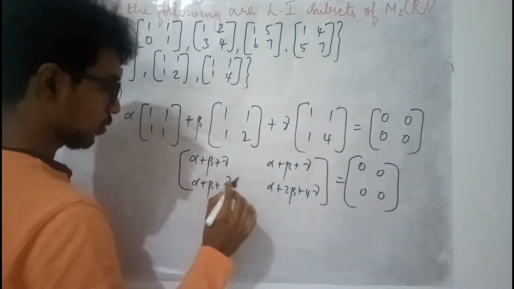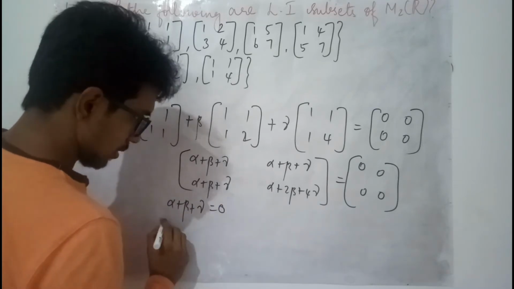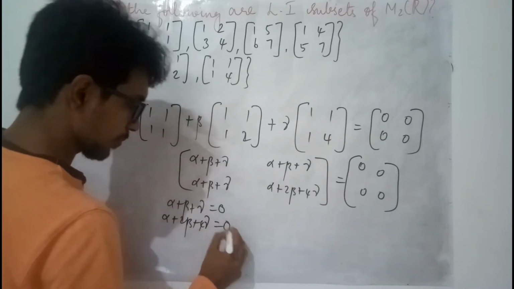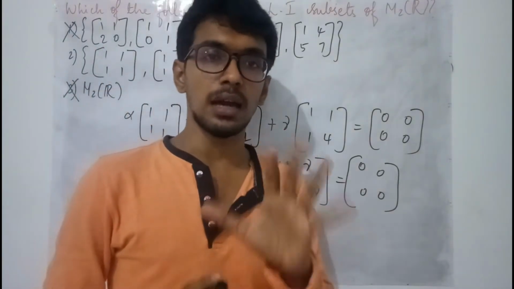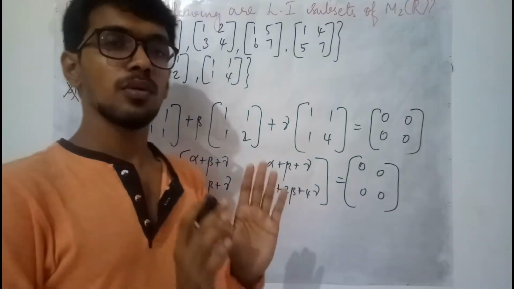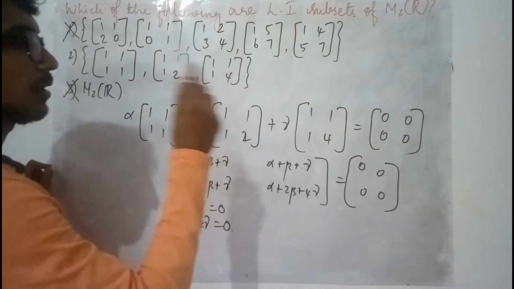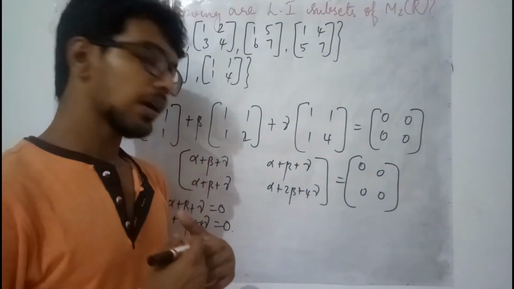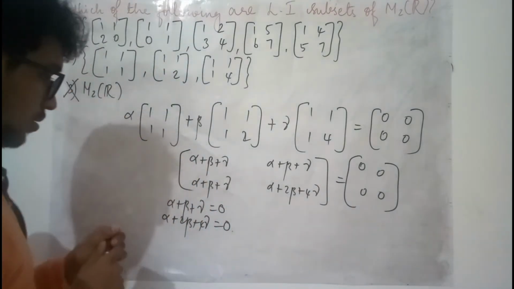And when you write these equations out, if it is going to give you a unique solution, that is the trivial solution, you can conclude what? These are linearly independent. Do we have any other options that we have to check?